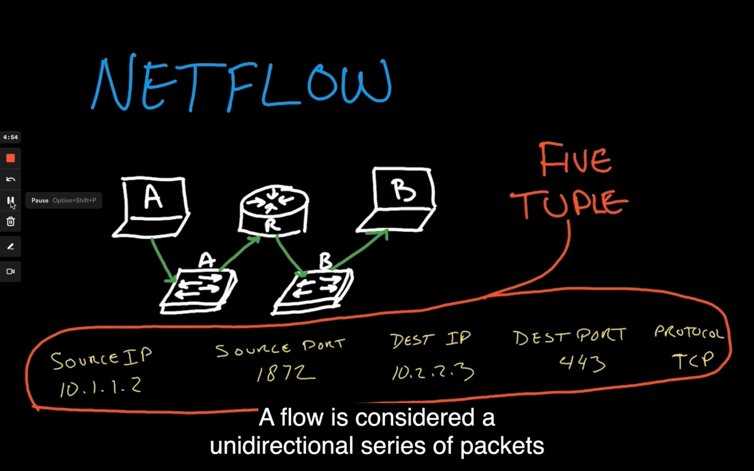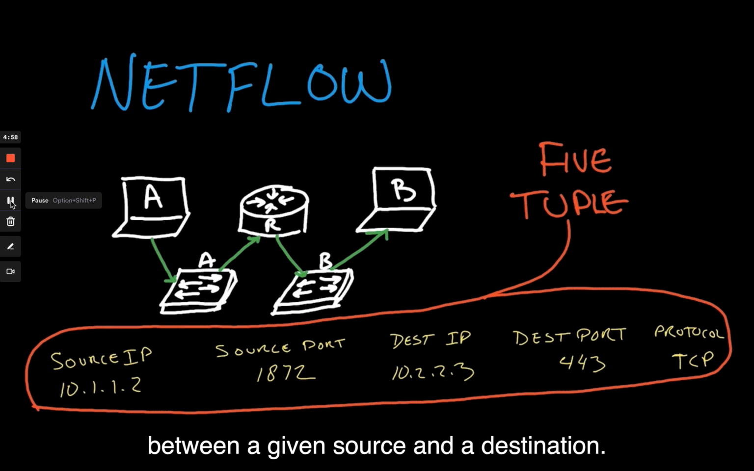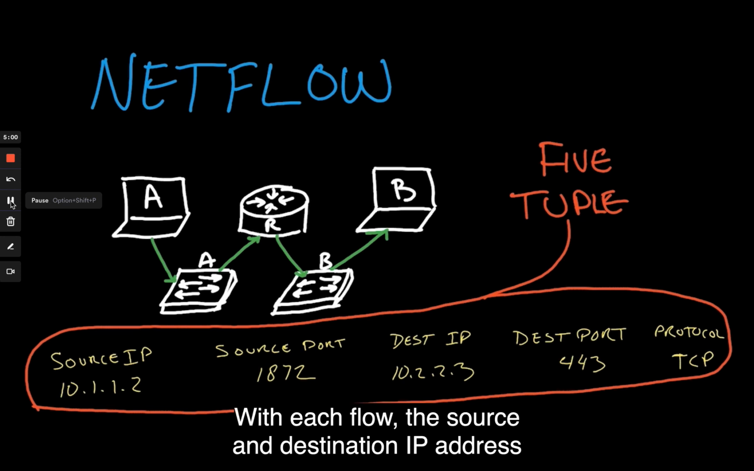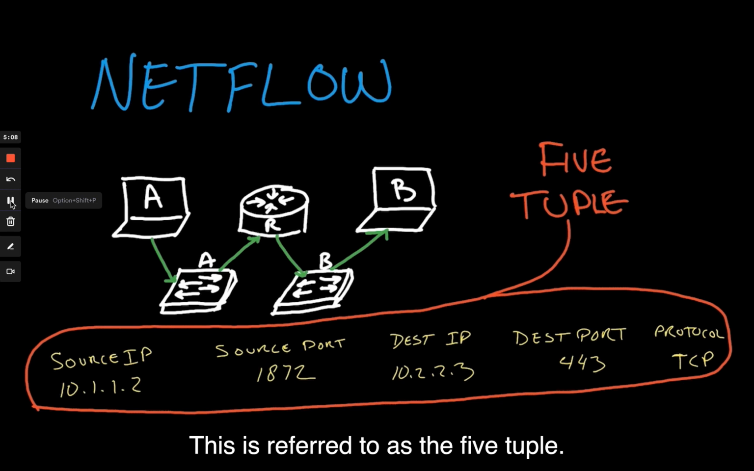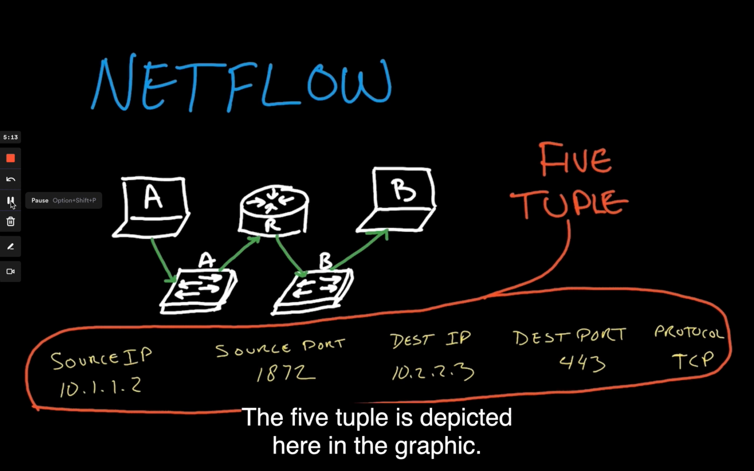A flow is considered a unidirectional series of packets between a given source and a destination. With each flow, the source and destination IP address is recorded, as well as the source and destination ports and protocol. This is referred to as the 5-tuple. The 5-tuple is depicted here in the graphic.